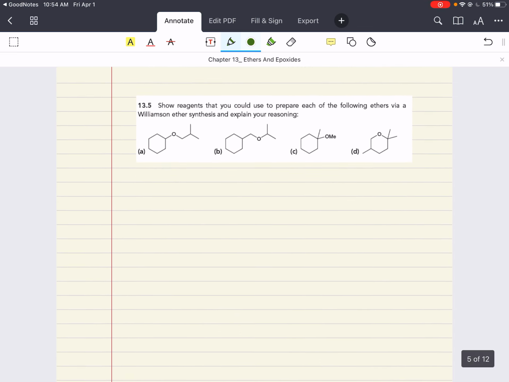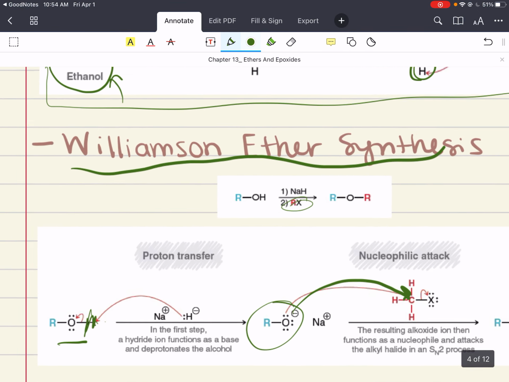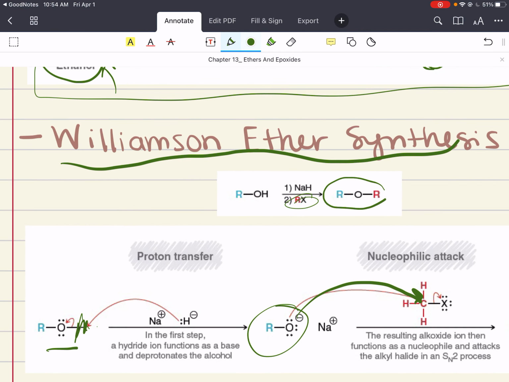So with that being said, let's actually do a few practice problems with some of these concepts we just talked about. Show the reagents you would use to prepare each of the following ethers via Williamson ether synthesis. Let's go back here for a second. All right, you want to form a specific product, which is going to be an ether. It's going to have an oxygen with two R groups attached.